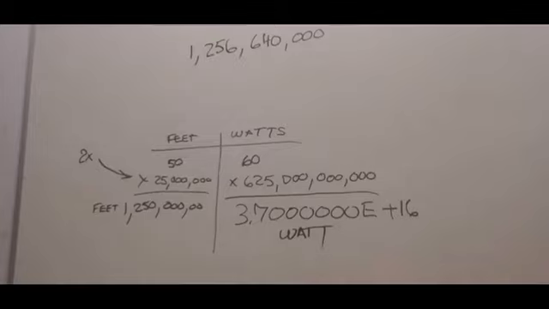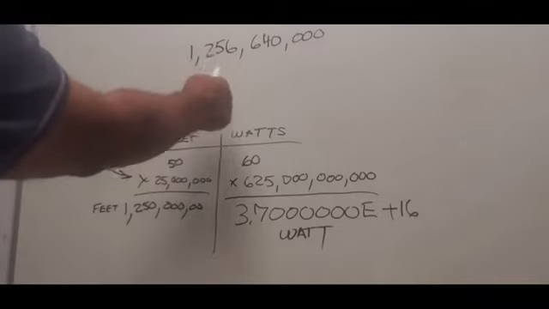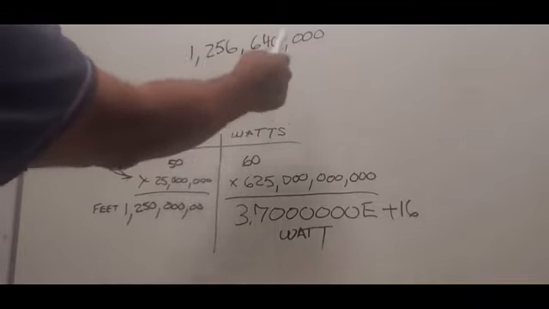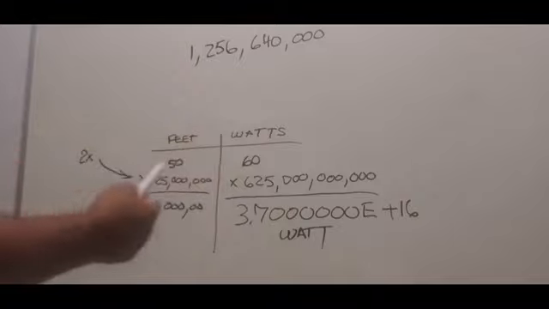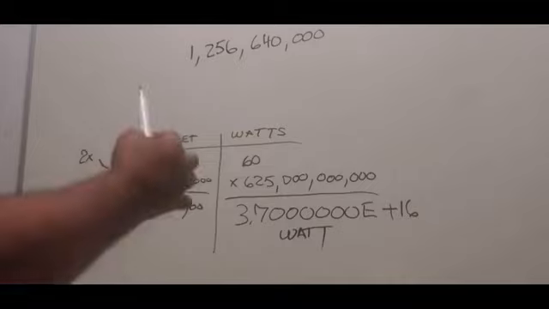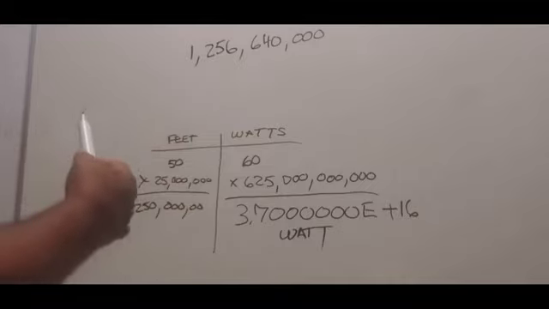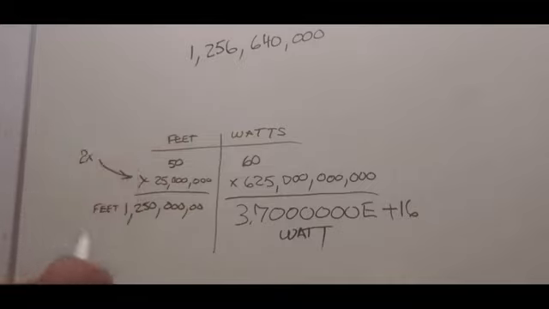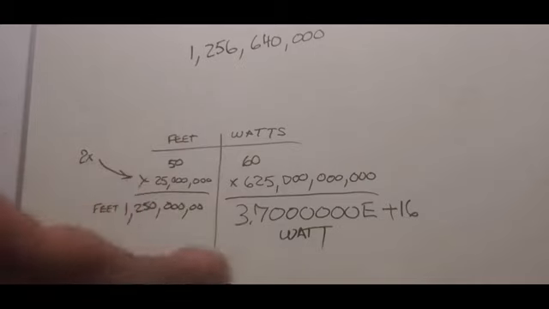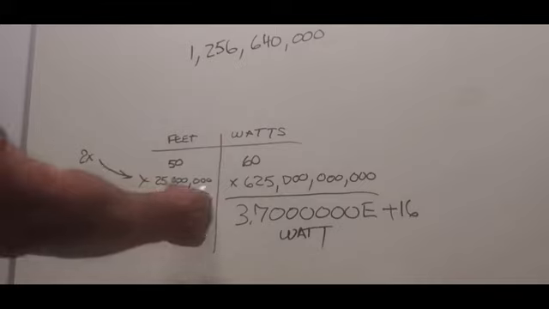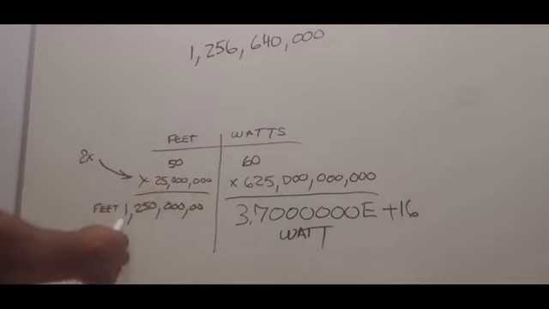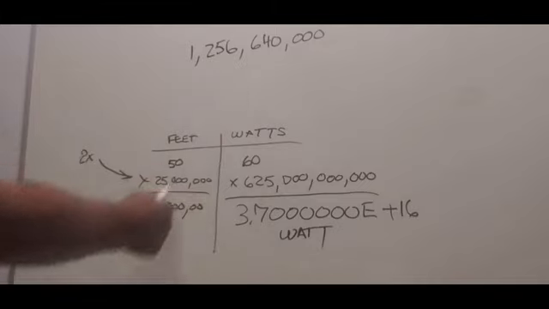Okay, so the moon is 1,256,640,000 feet from the Earth. Now, a 60-watt light bulb at 50 feet is roughly the same brightness as a full moon. You can read the paper about the same. So we're going to use the inverse square law. Okay, so we're going to take 50 times 25 million, and that puts us at 1,250,000, which is pretty close.